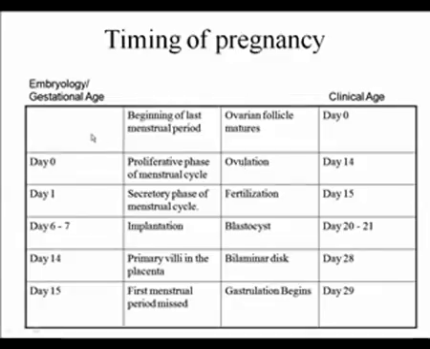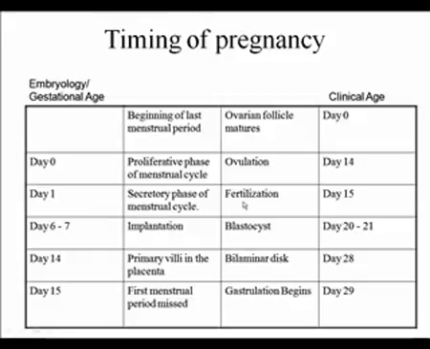I want to just make sure that we understand the timing of pregnancy. In terms of the embryology, we talk about gestational age starting with day 0. Day 0 is ovulation. The proliferative phase of the menstrual cycle has just ended. The ovarian follicle has ruptured. It's been ovulated. And this is day 14 of the menstrual cycle.